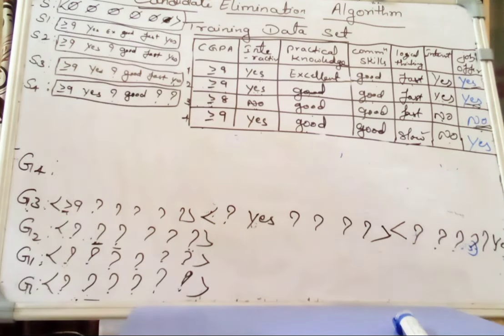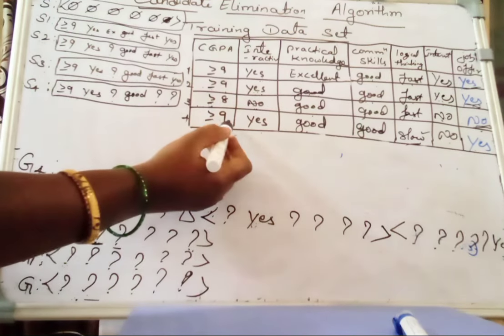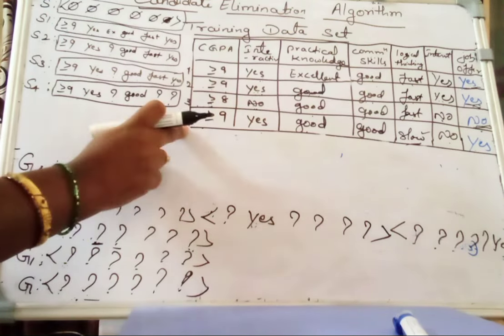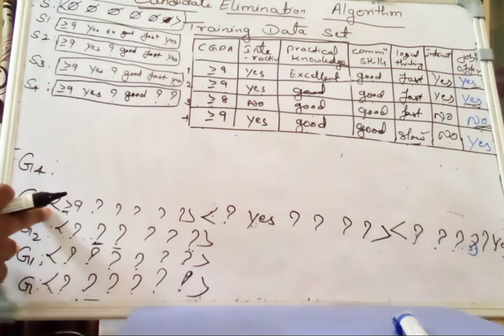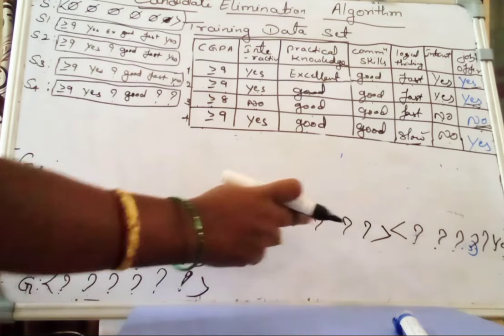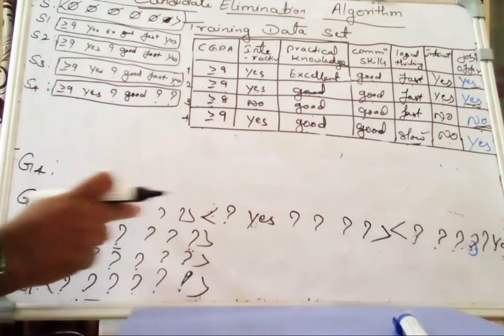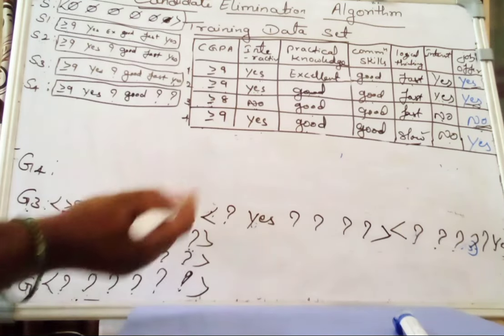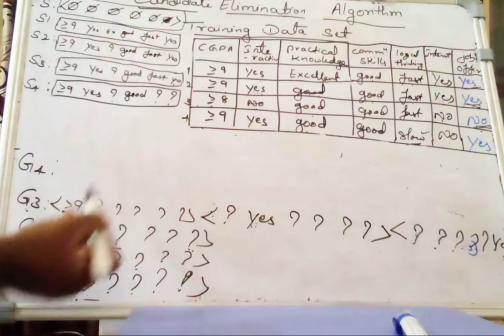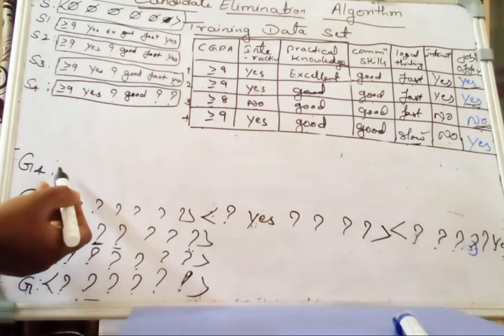Okay, next I have to generate my G4. Now to generate G4, again read I4, compare I4 with G3. Next see which of these three we can reduce, or whether we have to add something. We have to compare I4 and G3 and generate the G4.